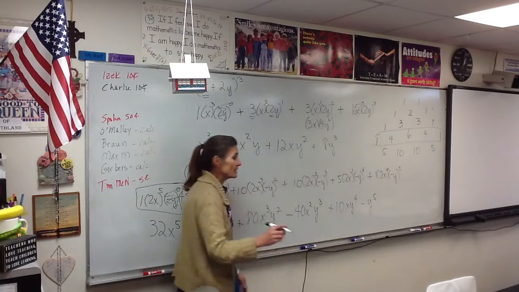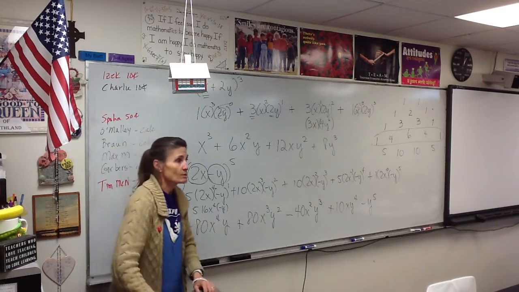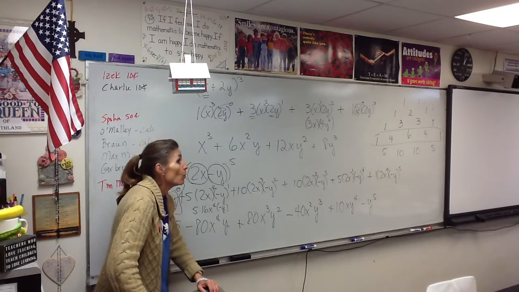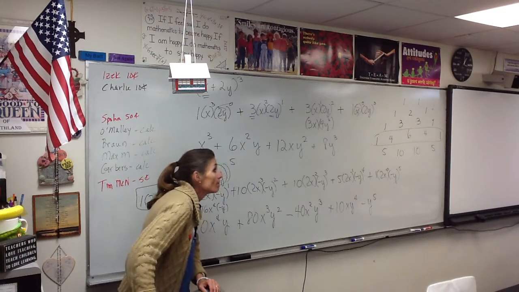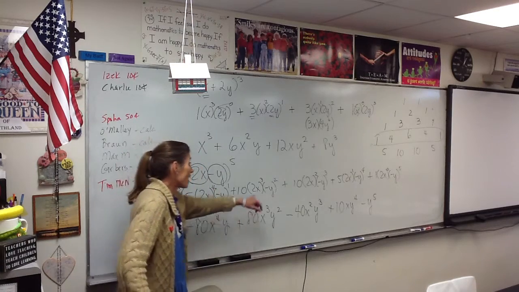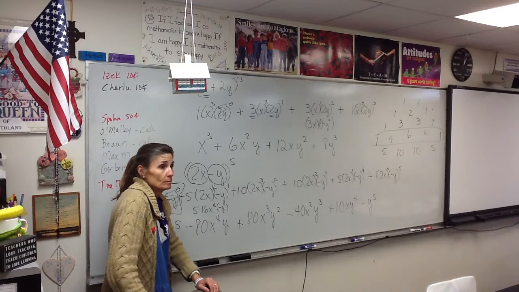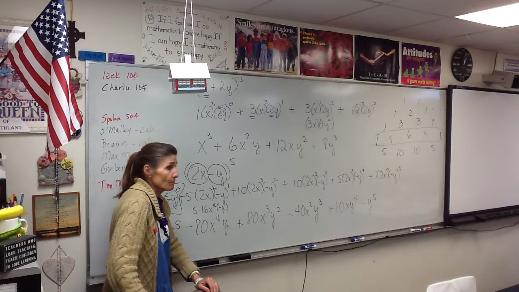Now, we did those last 2 terms kind of fast. Who has a question about one of those? Yeah, if the exponent is odd on the negative term, it'll be negative. This isn't that bad. It's just extensive. Yep, it's extensive.